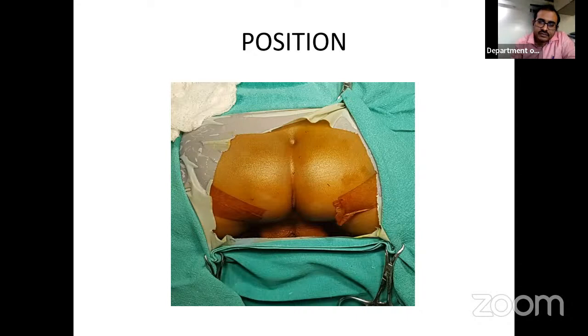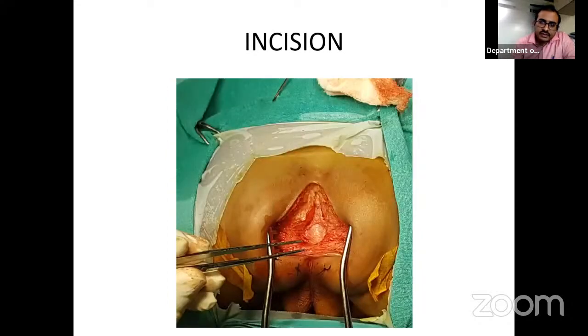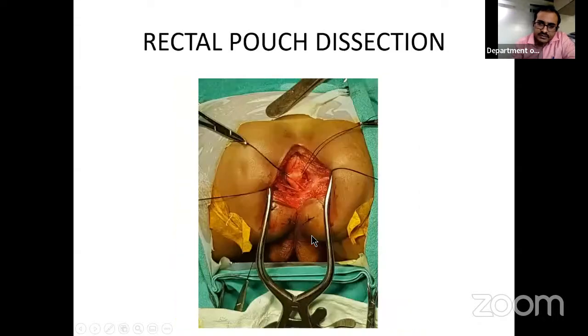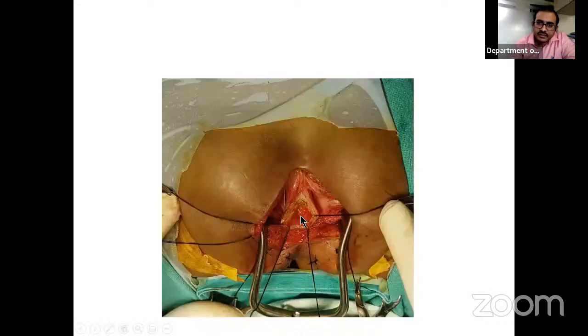Once the patient is catheterized, we give him prone position, fix it, and then the midline sphincter muscle complex is marked. These sutures are where the sphincter muscle complex is marked with the help of a muscle stimulator. Then a midline incision is made from the tip of the coccyx to the sphincter muscle complex. This white thing which is seen is called endorectal fascia. These muscle fibers are called parasagittal muscle fibers, and here are the sphincter muscle fibers. This is the rectal pouch, which is opened, and you can see a fistula there.